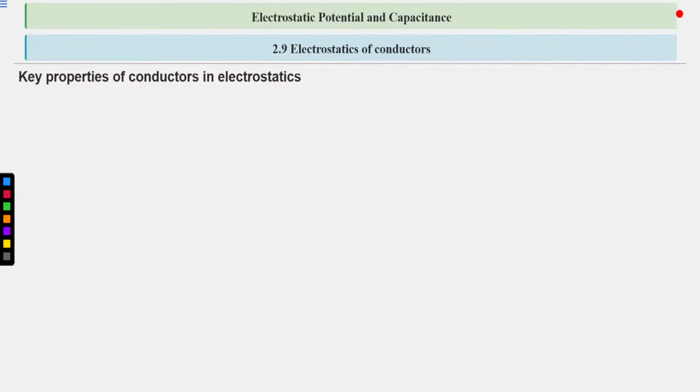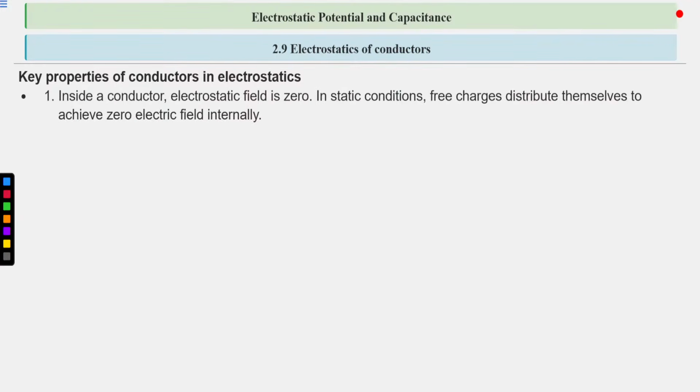Now, key properties of a conductor in electrostatics. Inside a conductor, there are 4 key properties. They are very important. So inside a conductor, the electrostatic field is 0. That we already know. But why? In static condition, free electrons, free charges distribute themselves to achieve 0 electric field internally.